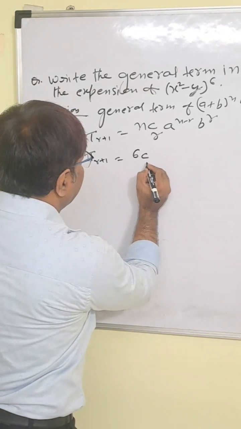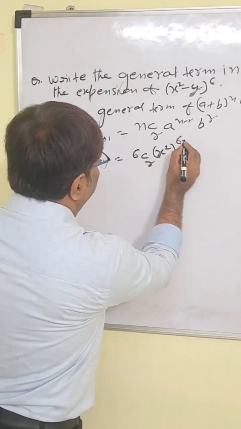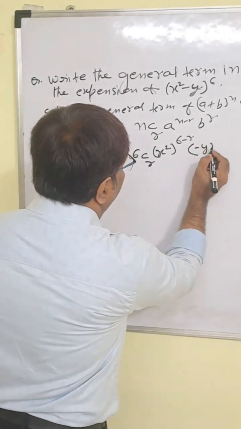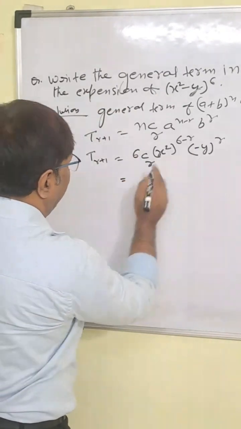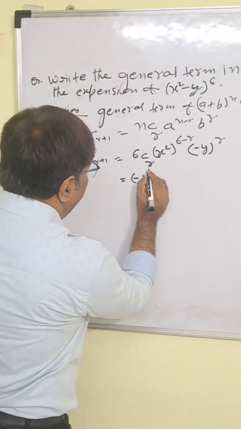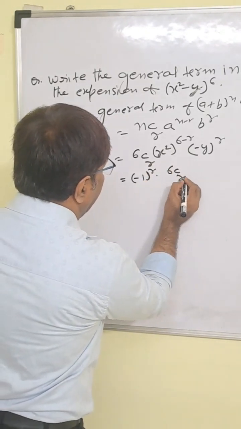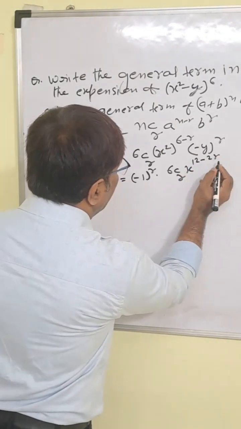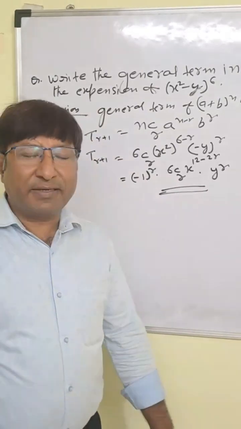So we write here 6cr. A is x square, so x square power is 6 minus r. And b is minus y, so minus y power is r. So we will get here minus 1 to the power r into 6cr, x power is 12 minus 2r, and y to the power r. This is our correct answer.